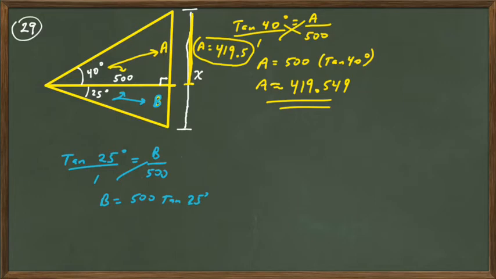Let me punch that in. 500 times the tangent of 25 degrees. 233 point something. 233.153. So this part down here, B, is 233.15, let's say. If I add them together, what would I get? Hopefully, to the nearest whole number, you'll get 653.